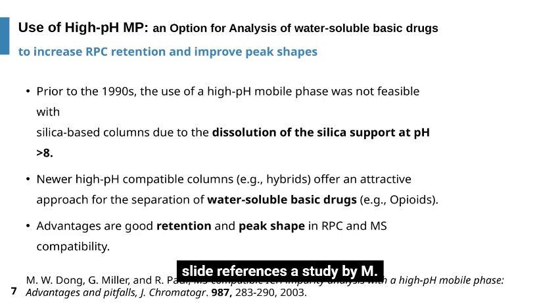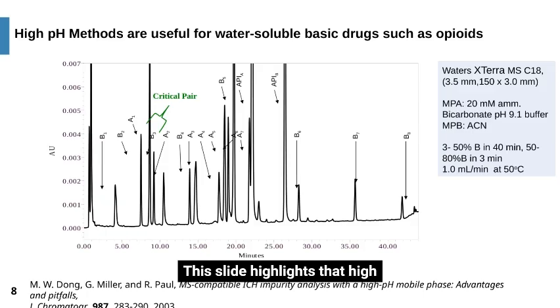The slide references a study by M.W. Dong, G. Miller and R. Paul on MS-compatible ICH impurity analysis using a high pH mobile phase. This slide highlights that high pH methods are useful for water-soluble basic drugs such as opioids.